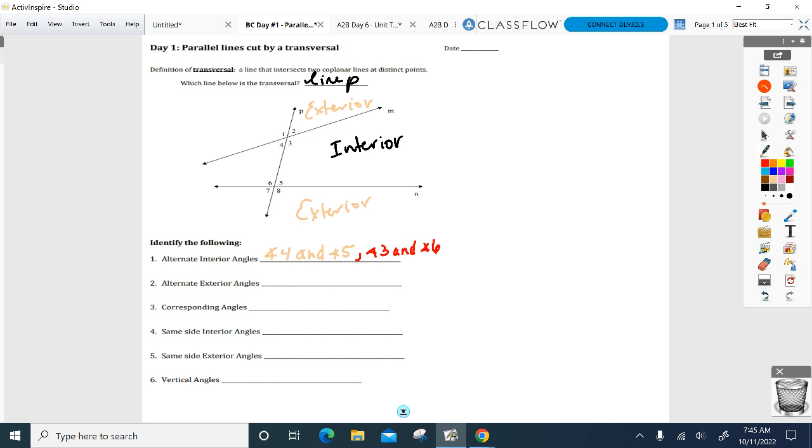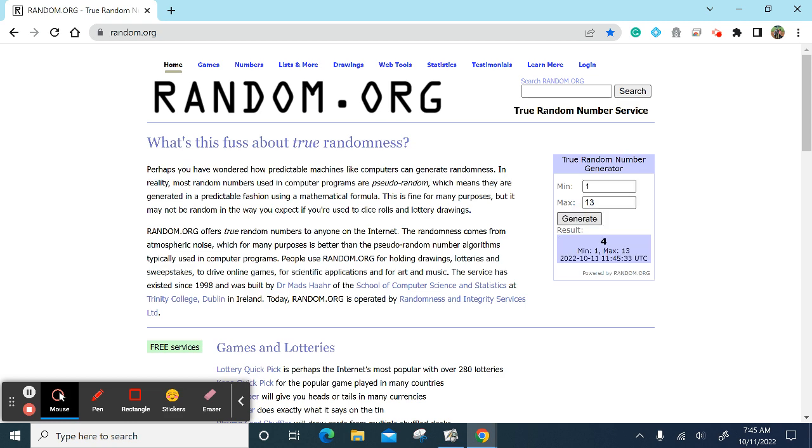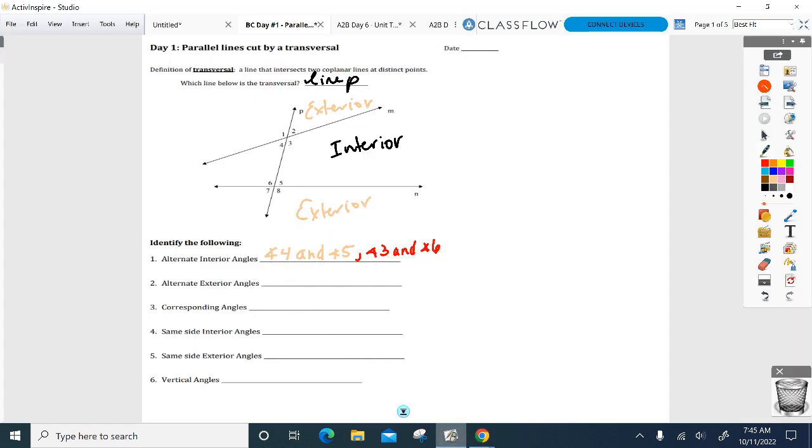All right, alternate exterior. Alternate exterior, give me a pair. So you know they're on opposite sides of the transversal and now on the outside of the lines. And I don't want 1 and 2 because we call those linear pairs, right? We call those linear pairs. So give me a pair of what you think would be alternate exterior. 8 and 1's good for me. Angle 8 and angle 1. And then also we can go the other pair, which would be 2 and 7.